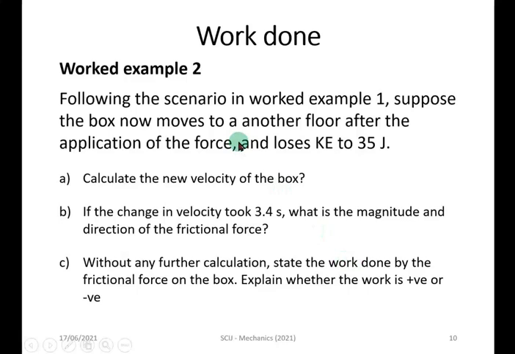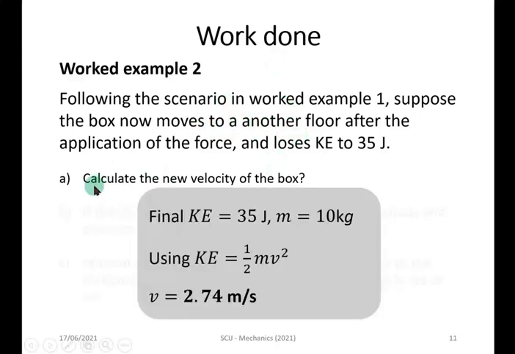Let's see this worked example. Following the scenario in worked example 1, suppose the box now moves to another floor after the application of the force and loses kinetic energy to 35 joules. That's from 50 joules to 35 joules. We are supposed to calculate the new velocity of the box.